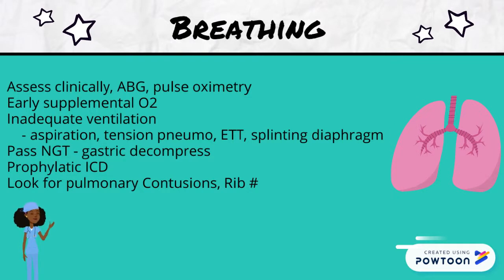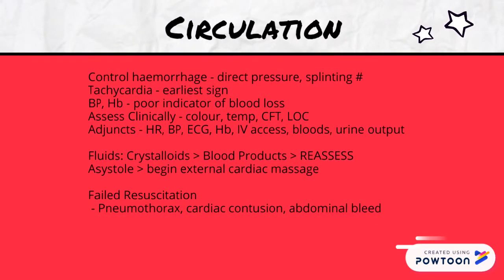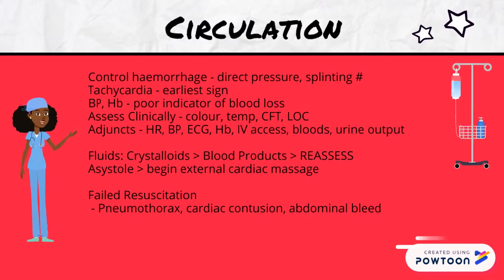If inadequate ventilation is suspected, check for aspiration, tension pneumothorax, or incorrect placement of the ET tube. Prophylactic ICDs can be placed for patients requiring ventilation or general anesthesia. When managing the circulation, it is important to stop the bleeding. Tachycardia is usually the earliest sign of circulatory compromise. Other clinical signs of shock include decreased capillary fill time and level of consciousness.